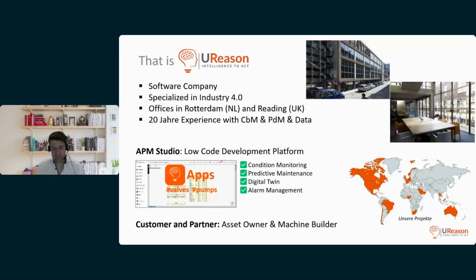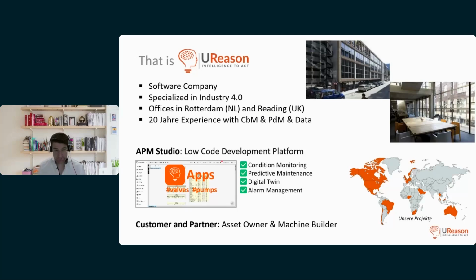At this point, I'm talking about myself, I'm talking about UReason. So what and who is UReason? UReason is a software company from the Netherlands. We are specialized in Industry 4.0. We have our head office in Rotterdam in the Netherlands and some offices in the UK for our developers. The founders of UReason have individually more than 20 years of experience with condition-based maintenance, predictive maintenance, and data. That means even before the whole Industry 4.0 revolution started, they already developed predictive maintenance solutions, for example, for refineries in the oil and gas industry.